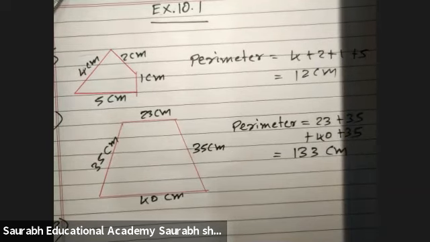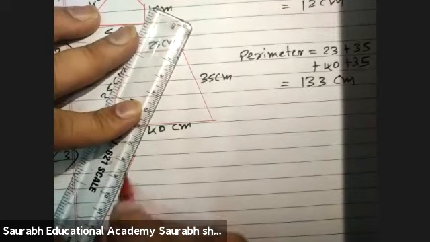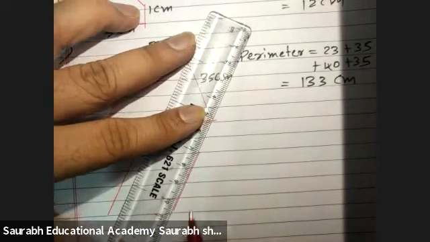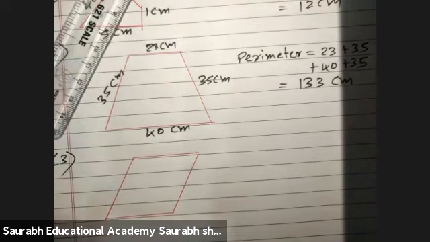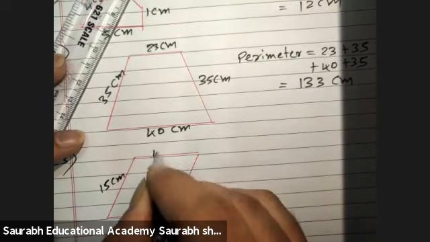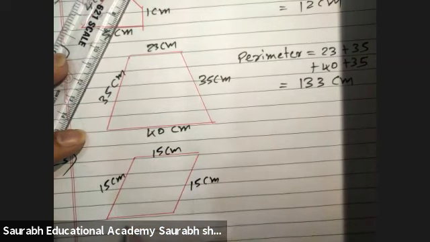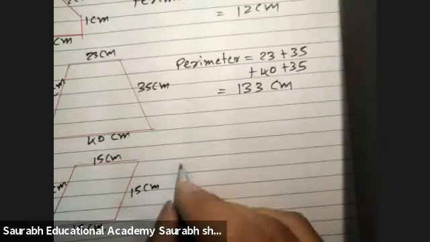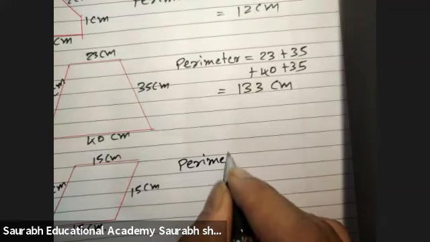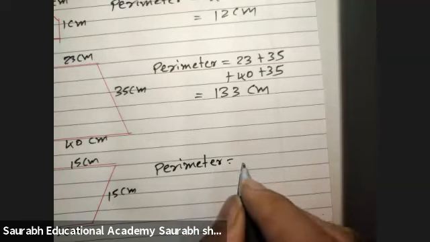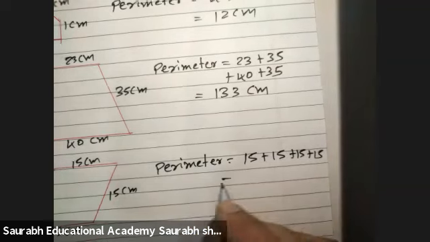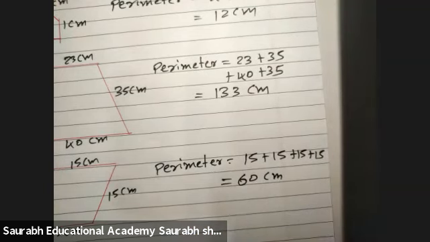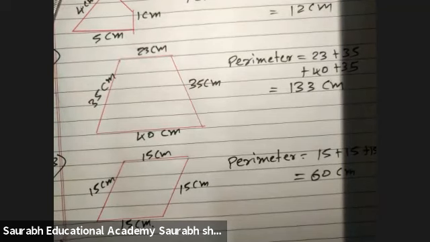Third one. It's a parallelogram or rhombus, we can say. All sides are equal. See, in the figure, all sides are equal. 15, 15, 15, 15, right? So perimeter will be total 60 centimeter. Okay.